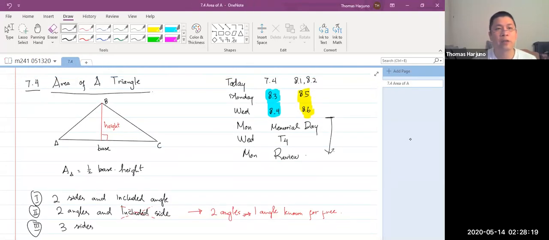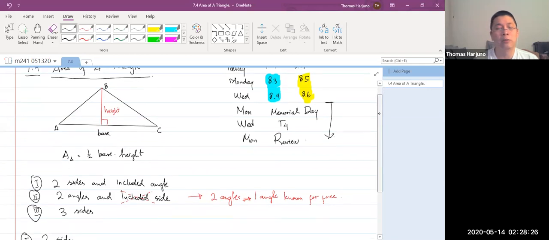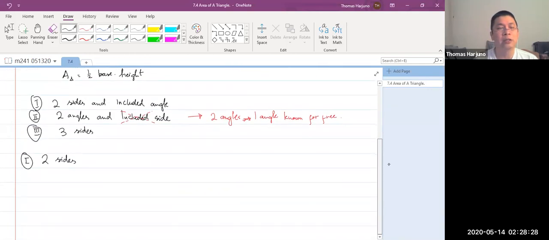That's what we have for 7.4. The area of a triangle is 1/2 times base times height. In this section, we will be dealing with 3 cases. Okay, what if we have 2 sides and included angle? That's what I'm about to do right now. We will derive the formula and then use the formula.